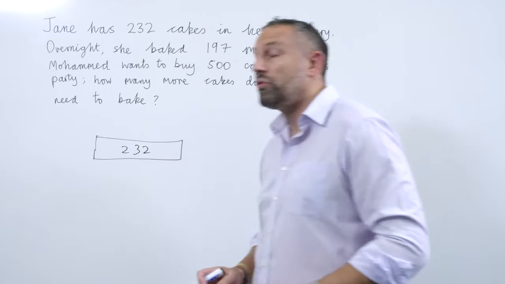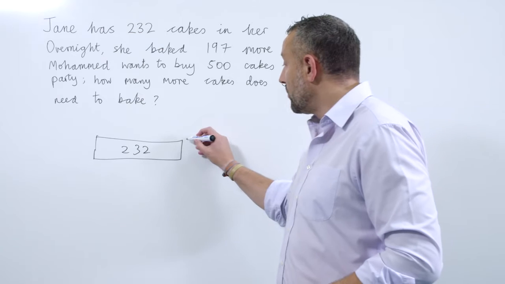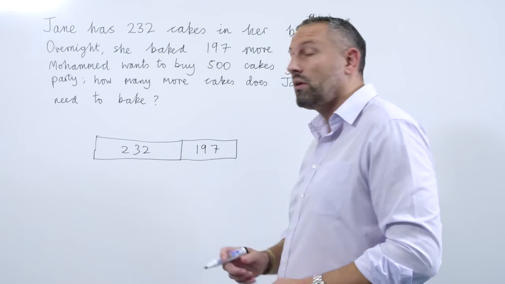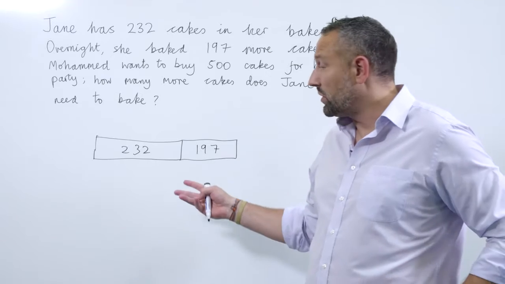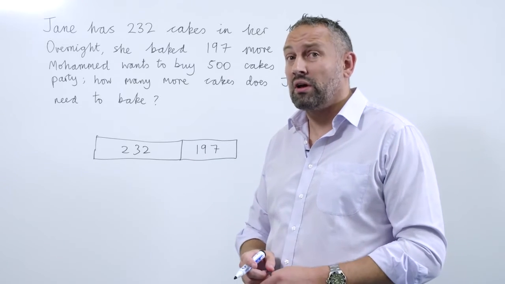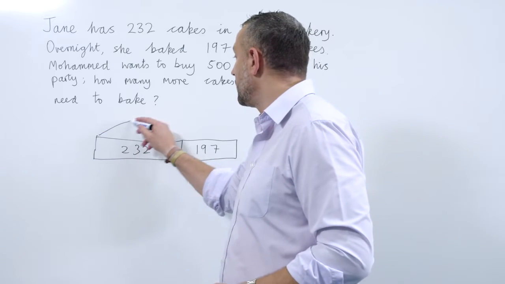Here we have the 232 cakes that she's already got in her bakery. Then we can add on the other 197 that she baked overnight. It's important here with each part of the bar model that it's roughly proportional, but it doesn't matter if it's not exact.